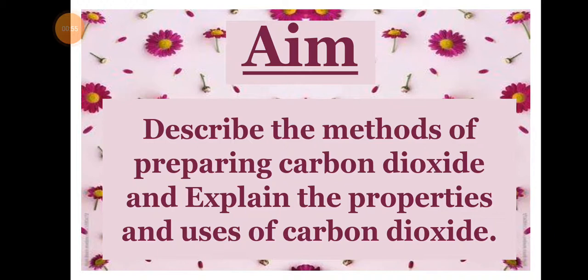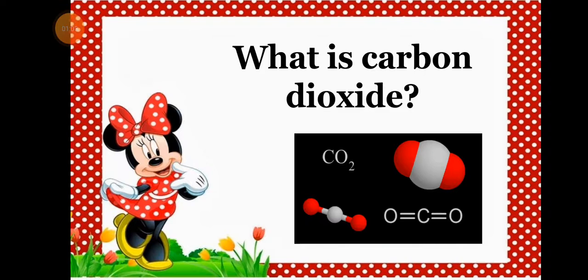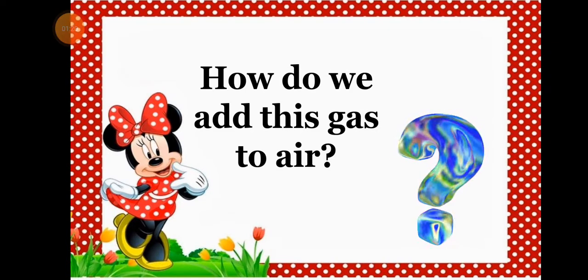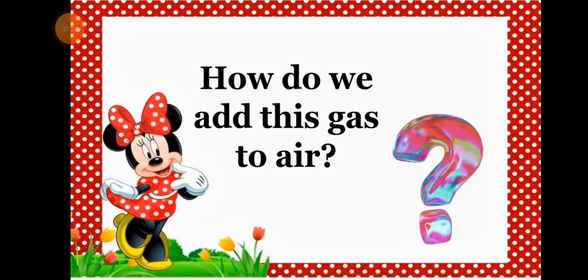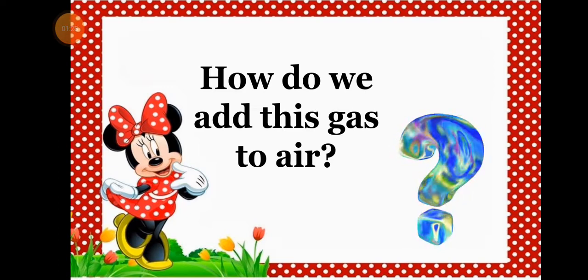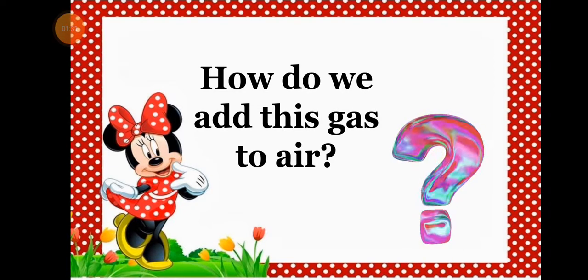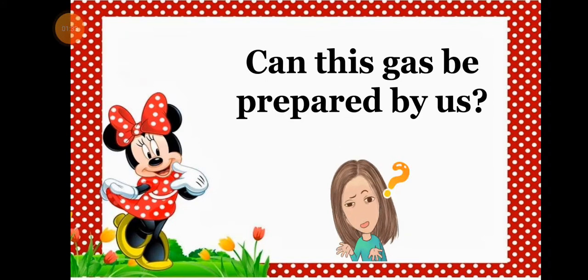A very frequent name we have heard about. Every now and then you would have heard this word, carbon dioxide, in your science class. So we are going to explore this more. What is carbon dioxide? In simple words, carbon dioxide is a gas found in air. How do we add this gas to air? We inhale oxygen and exhale carbon dioxide, which is the byproduct of respiration. That's how we release carbon dioxide as a gas into the atmosphere.